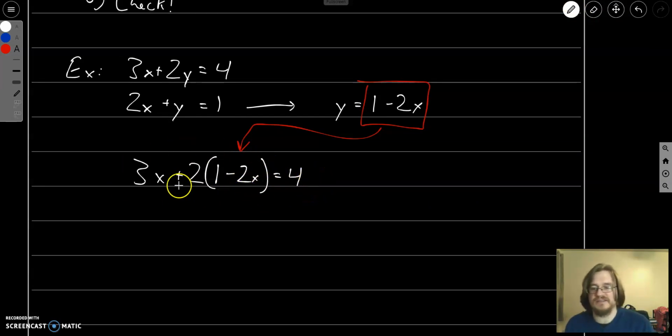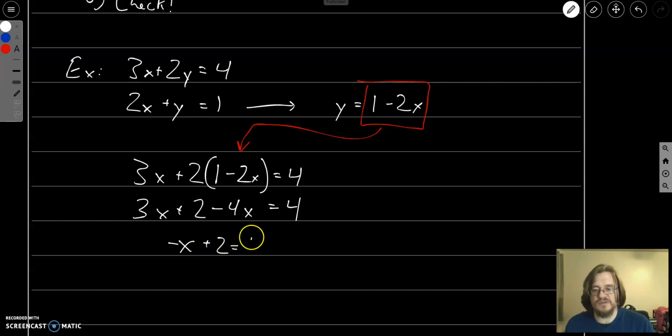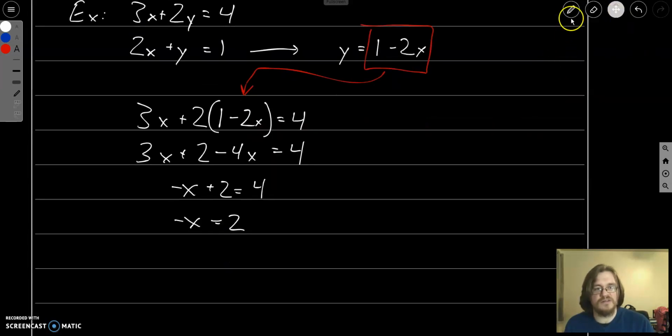Let's solve for x. So I will distribute this 2 here. So I've got 3x plus 2 times 1 minus 2 times 2, which is 4x, is equal to 4. I have some like terms, so 3x minus 4x, well, that's just going to be negative x, plus 2 is equal to 4. Subtract 2 from both sides, and I get negative x is equal to 2, or x is equal to negative 2 after I multiply both sides by negative 1.